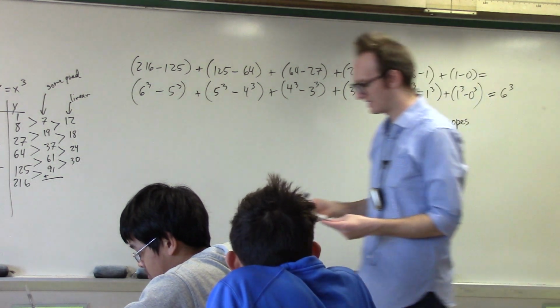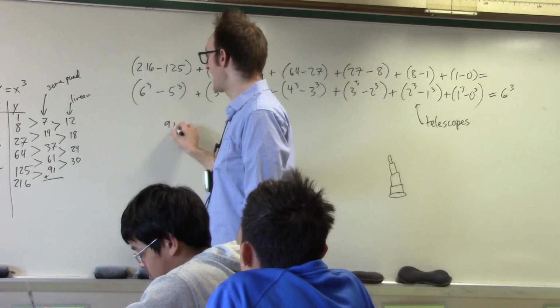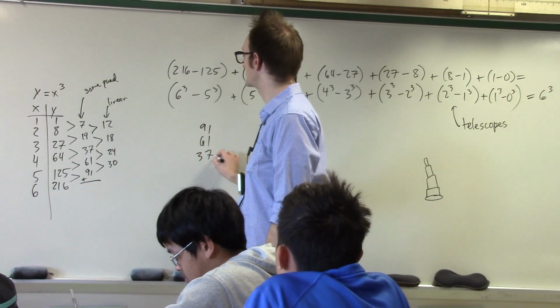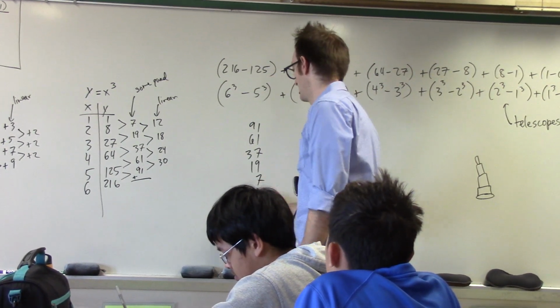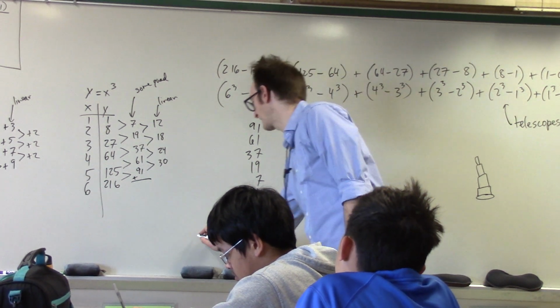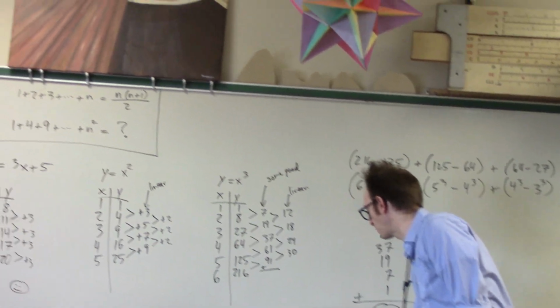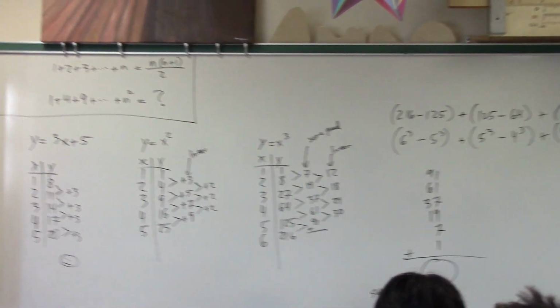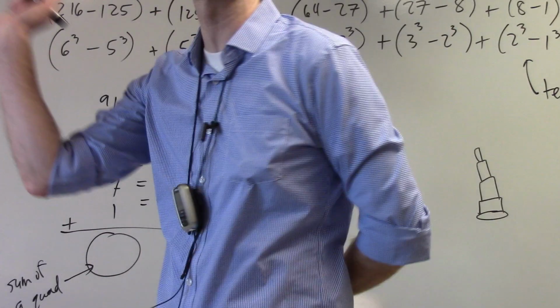What's the point of all this? The point is that if I want to add up 91 and 61 and 37 and 19 and 7 and let's say 1 also, then what I'm going to get is the sum of a quadratic. I'm not sure which quadratic, but it's going to be the sum of a bunch of values from some quadratic function. That could instead be thought of as adding up the differences of cubes.